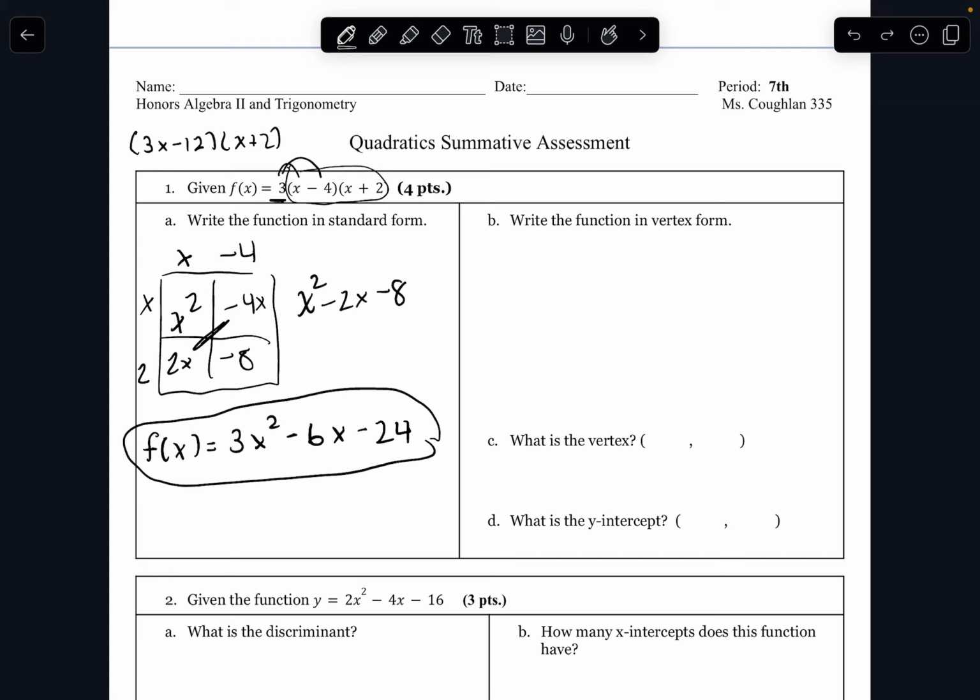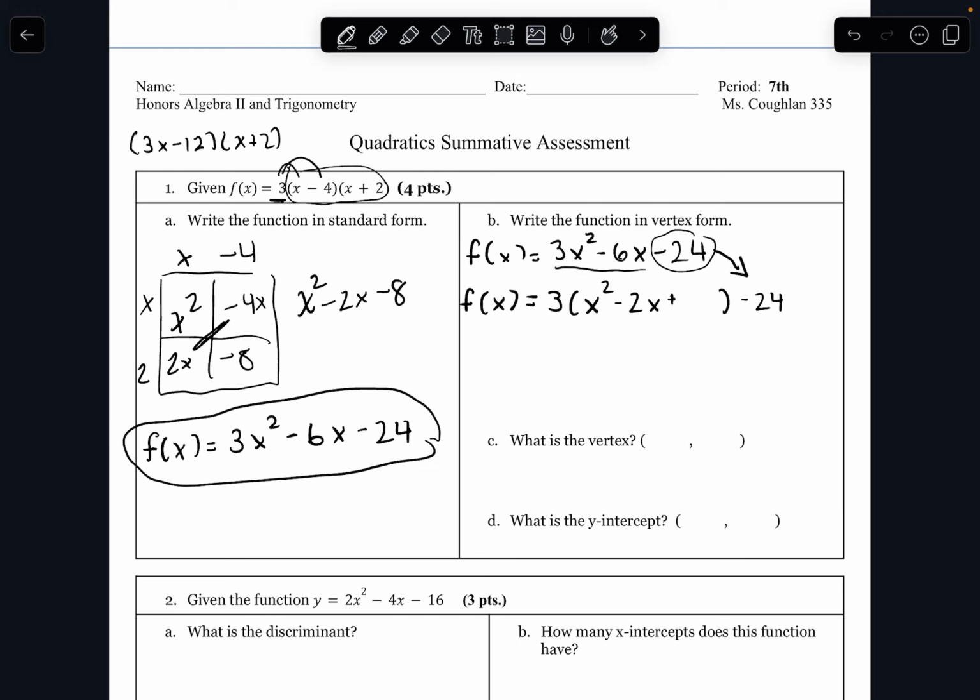Okay, write the function in vertex form. So now that we have a function in standard form, I'm going to use that as my starting point to rewrite it in vertex form. First thing you want to do is factor out the leading coefficient, but only from the first two terms. A lot of you were factoring out the leading coefficient from the constant, and as a result, you got the incorrect vertex. You just rewrite the negative 24 below. You don't do anything to it.